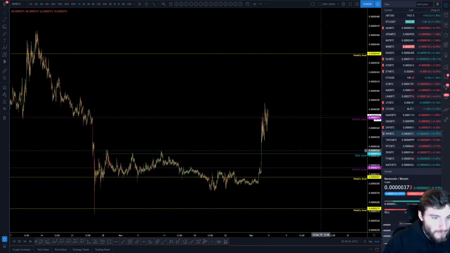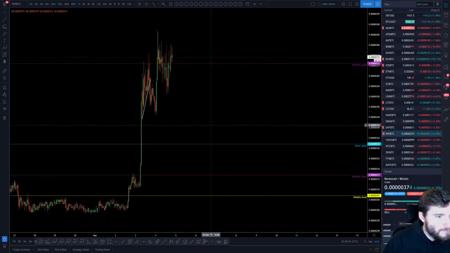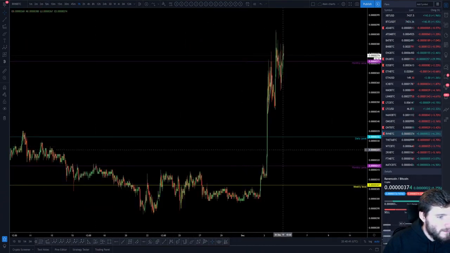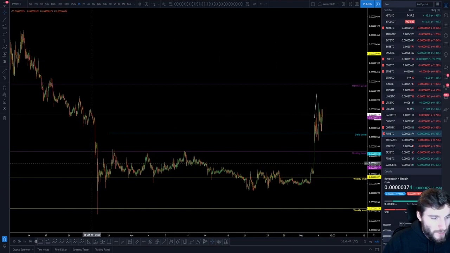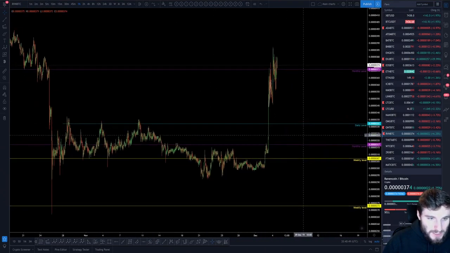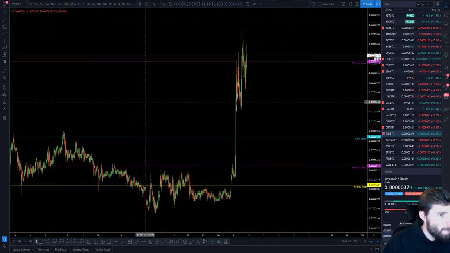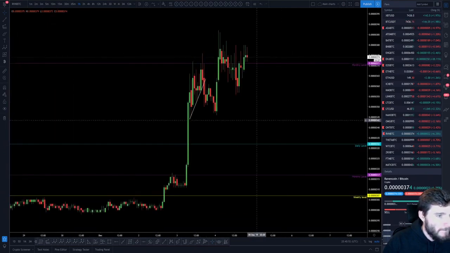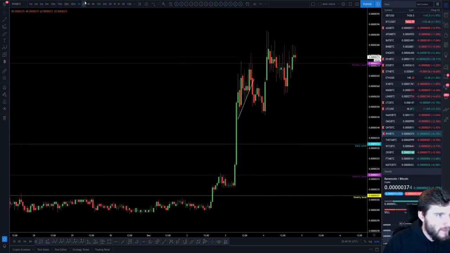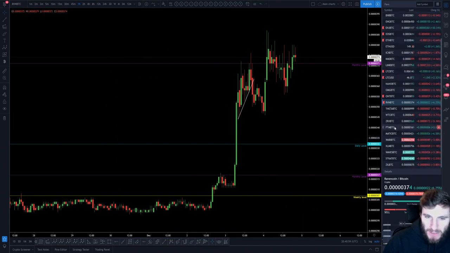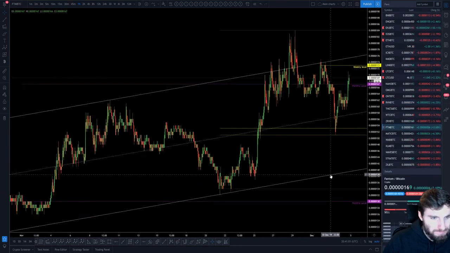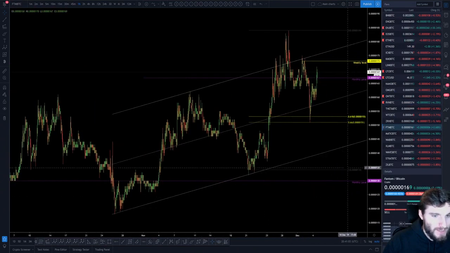Ravencoin is moving impulsively, isn't it? So it's just like these coins that went sideways for so long and then are all starting to pump now. It's not the best example. Okay, we got an example here actually.